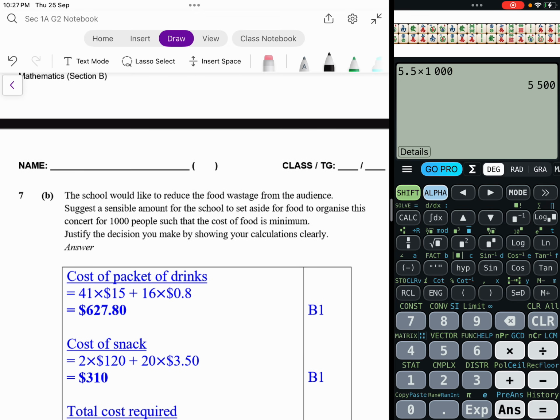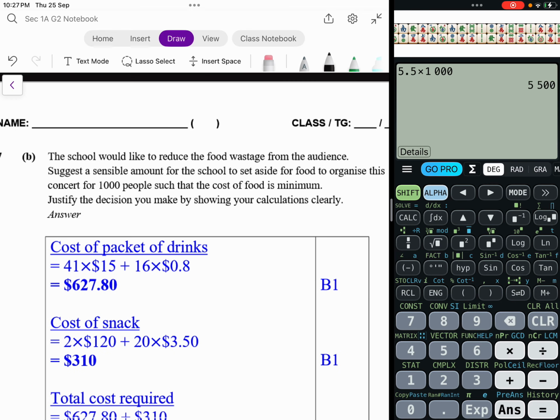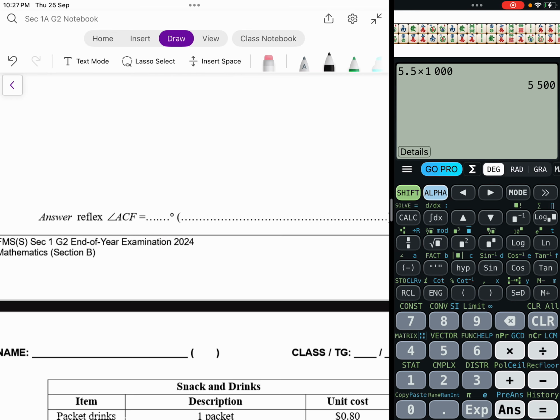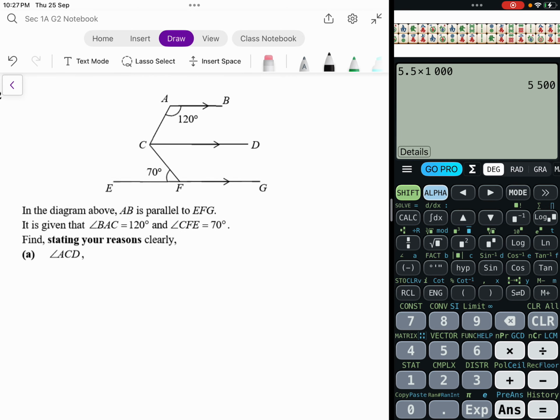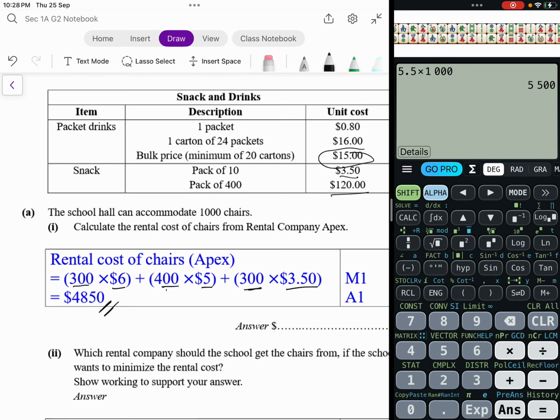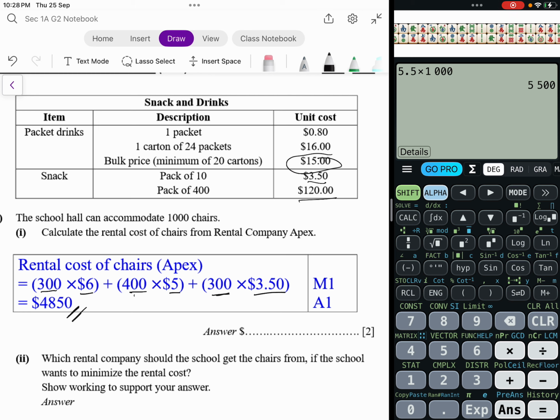Okay, the school would like to reduce the food wastage from the audience. Suggest a sensible amount for the school to set aside for food to organize this concert for 1,000 people, such that the cost of food is minimum. Okay, so if you go back here, they say that every audience is entitled to one snack and one packet of drink. And then the information is from here.